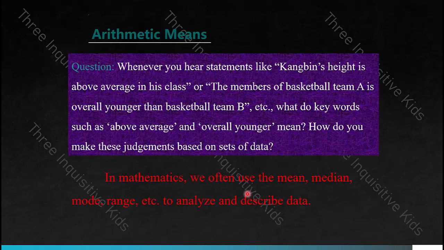Arithmetic means. Whenever you hear statements like Combin's height is above average in his class, so Combin is another recorder we have on this channel, or the members of basketball team A are overall younger than basketball team B, etc. What do keywords such as above average and overall younger than mean? How do you make these judgments based on sets of data?